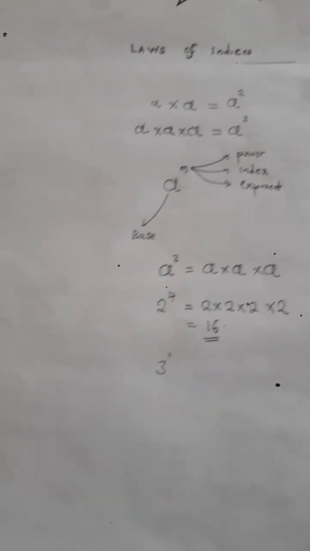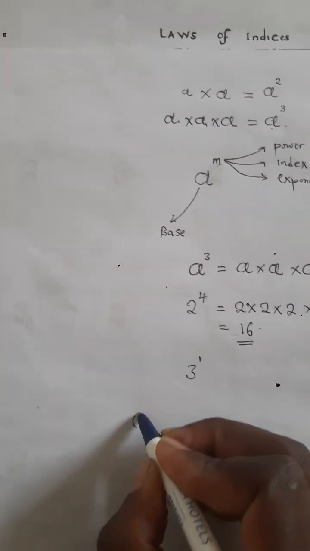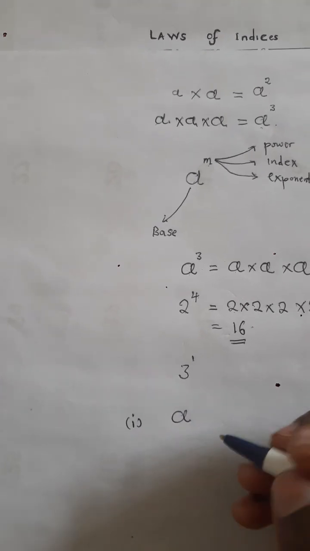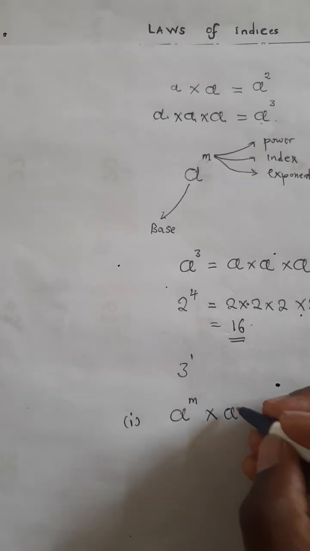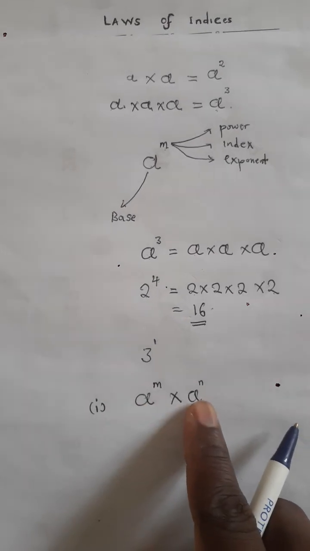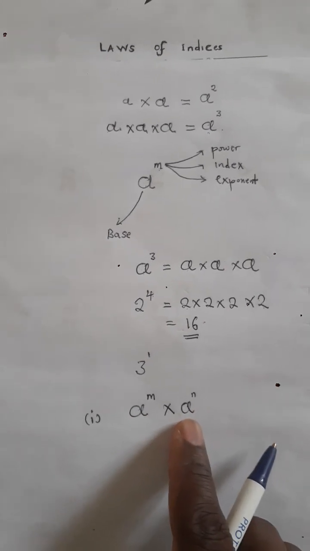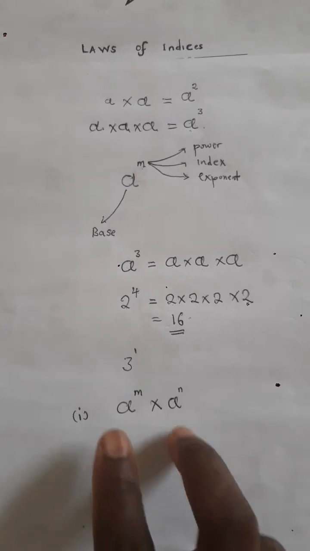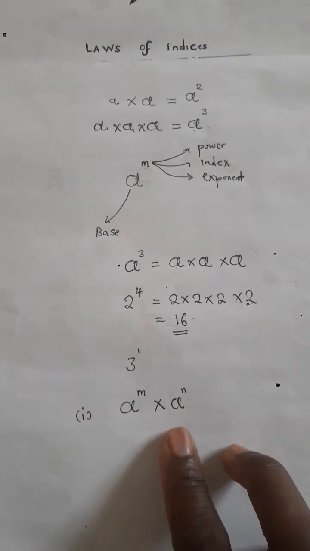So the first one, law number 1. When you're multiplying indices, we have 2 indices now. We have this one and this one. In a situation where you're multiplying them, if you observe the 2 indices, the base is the same, but they have got different powers.